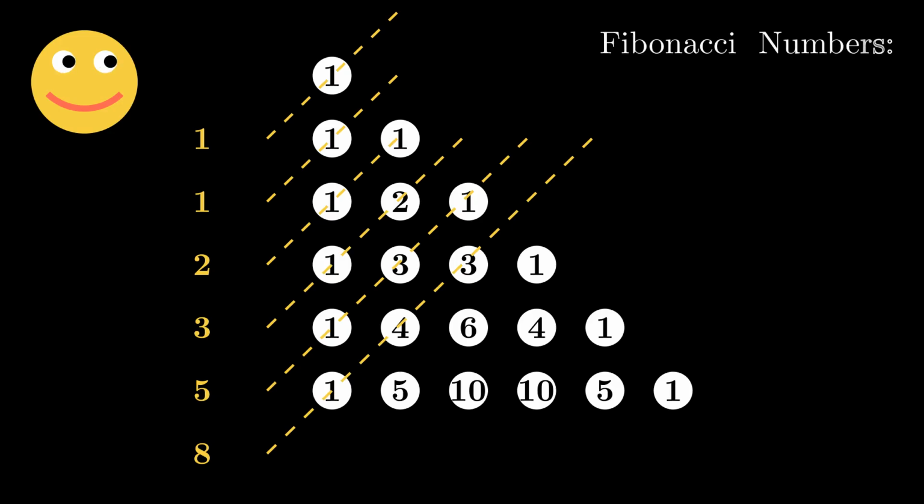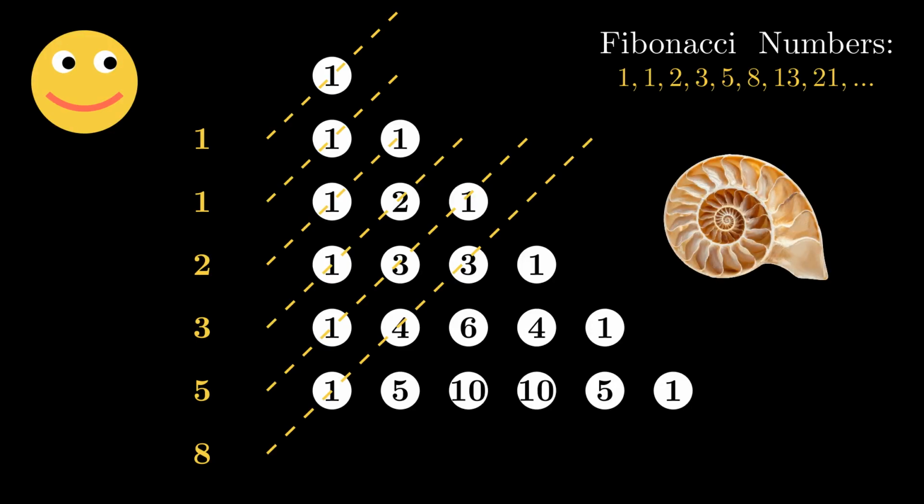Interestingly, this pattern frequently appears in nature. For example, the spiral of a Nautilus shell follows this sequence, as does the arrangement of seeds in a sunflower. So, Pascal's triangle can even help describe and model natural phenomena. It is a mathematical symbol of nature.